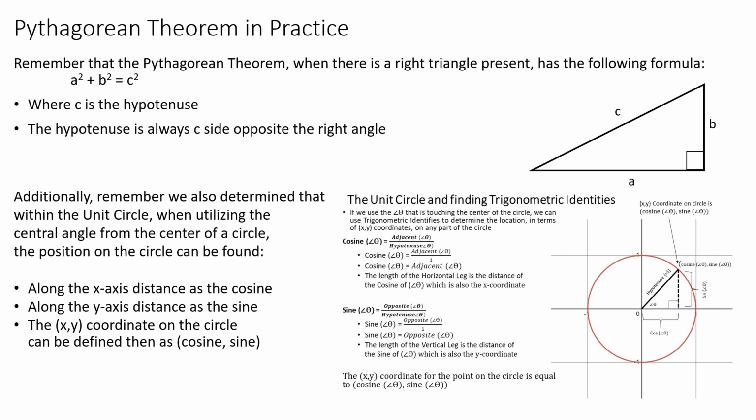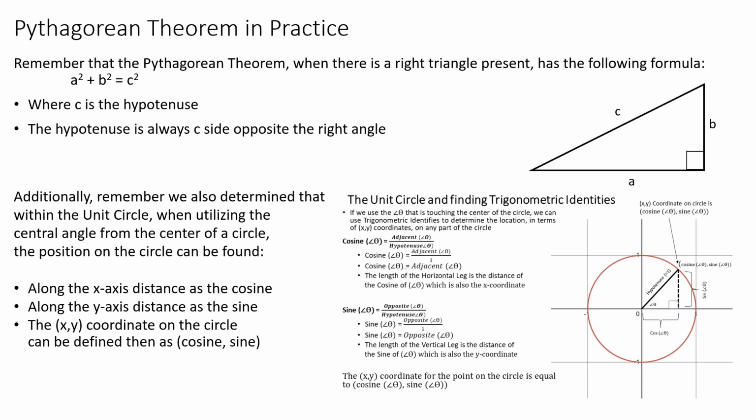Now, we've also talked about the unit circle. We're utilizing the central angle from the circle, and we can find any position on the circle. If you look at this here, off to the right, remember we studied cosines and sines. The cosine is the adjacent over the hypotenuse. The sine is the opposite over the hypotenuse. I want to combine the circle here with the hypotenuse of a right triangle.